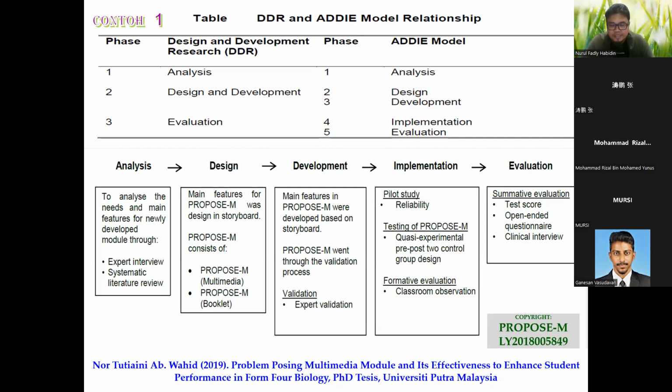They continue after design with development. The main features of the proposed module are developed through the validation process. They also apply expert validation. For the implementation, they start from a pilot study for the reliability part, testing the proposed module using a quasi-experimental pre-post control group design. Okay, formative evaluation by classroom observation. The last one, evaluation using summative evaluation. They come out with test scores, open-ended questions, and clinical interviews.